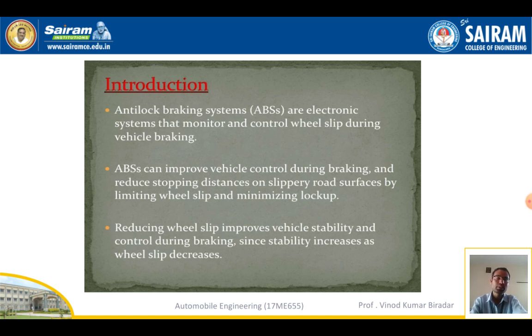With your normal brake system, even after applying the brake, the vehicle will go a certain distance forward before it stops. Whereas in the anti-lock braking system, it will stop suddenly at any stage. That is the main difference. It will also reduce the wheel slip and improve the vehicle stability, and it will control the vehicle during braking, since the stability increases as wheel slip decreases.